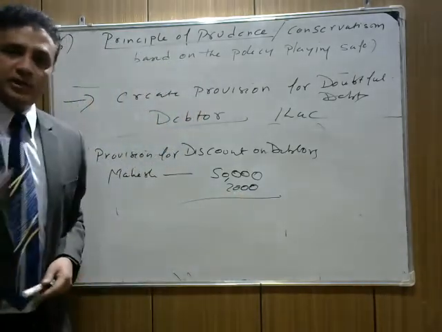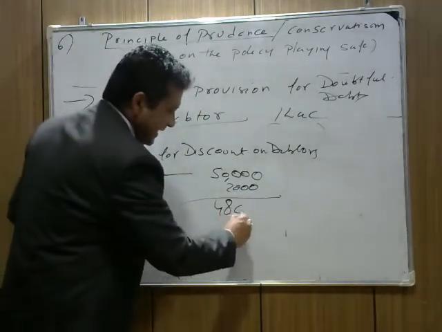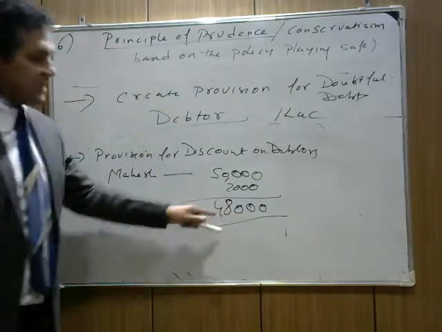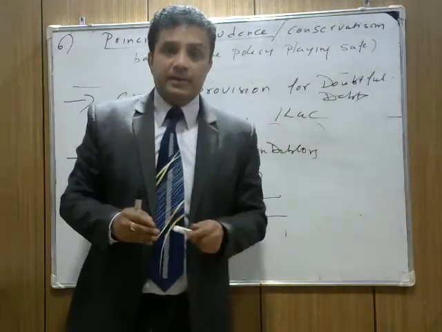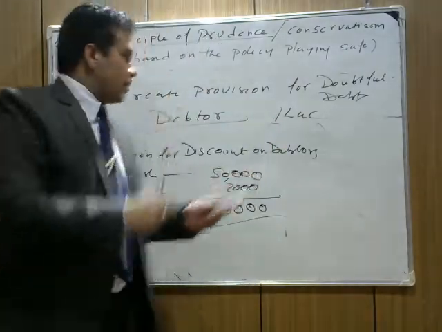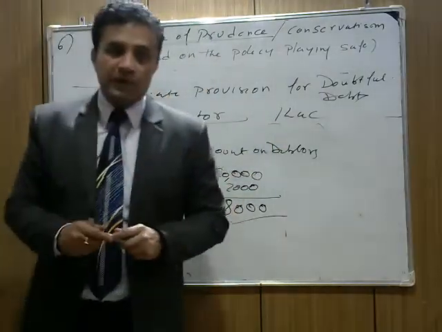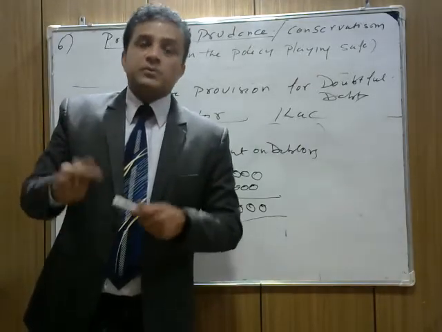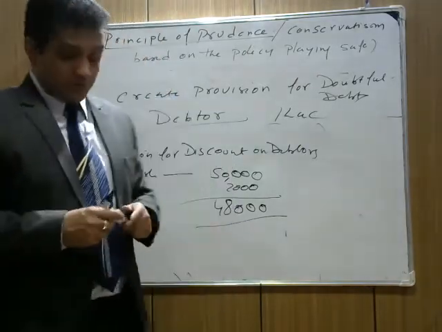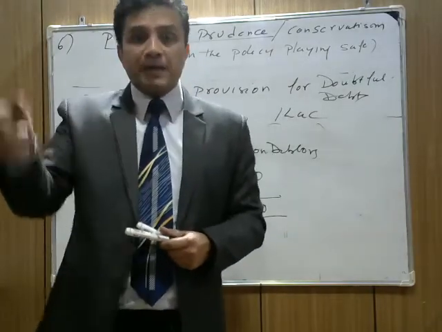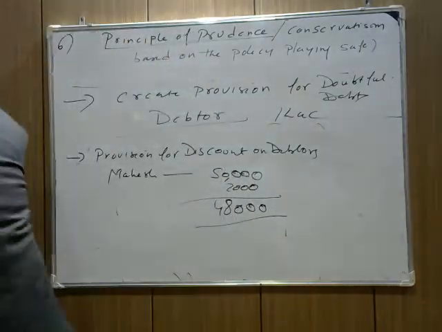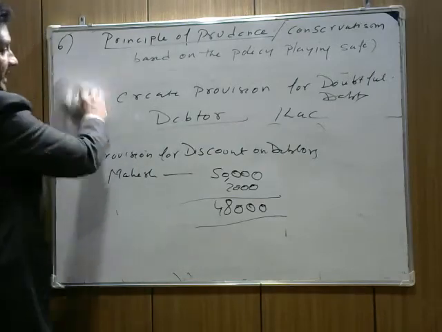You say, Mahesh, if you pay money within a week, I will give you 2,000 rupees discount. It means that Mahesh will pay 48,000. If Mahesh agrees, there is a loss of 2,000 for you, but you require money immediately. So you give him a discount. So that discount you also create a provision for. It's a loss for you, but you need money immediately. That's why.